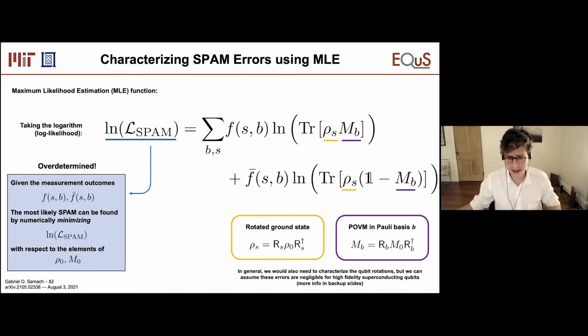One little caveat I'll point out, that maybe a careful listener would already have noted, is that in general we would also need to characterize our qubit rotations, so our rotations rho sub S and rho sub B. But in the devices that we're going to be working with, these high fidelity superconducting qubits, these errors are negligible compared to state preparation and measurement errors. I have more info in backup slides if we'd like to talk about that some more. This is a characteristic of the era we're living in, where rotations are perfect in some sense in comparison to state thermalization and measurement. So this is a safe assumption to make for the systems we're going to be working with.